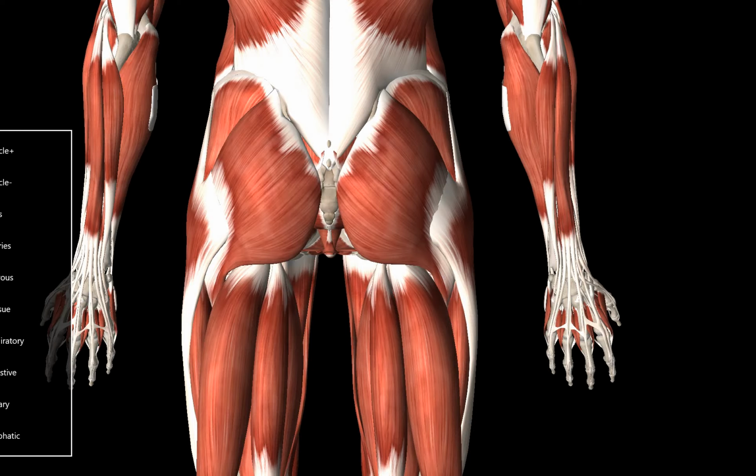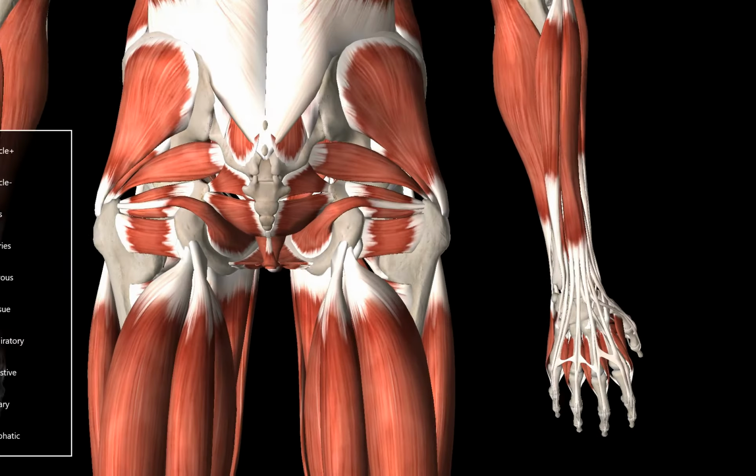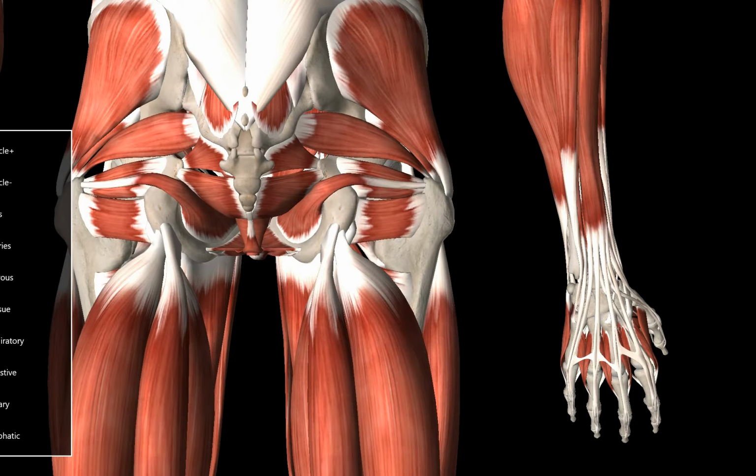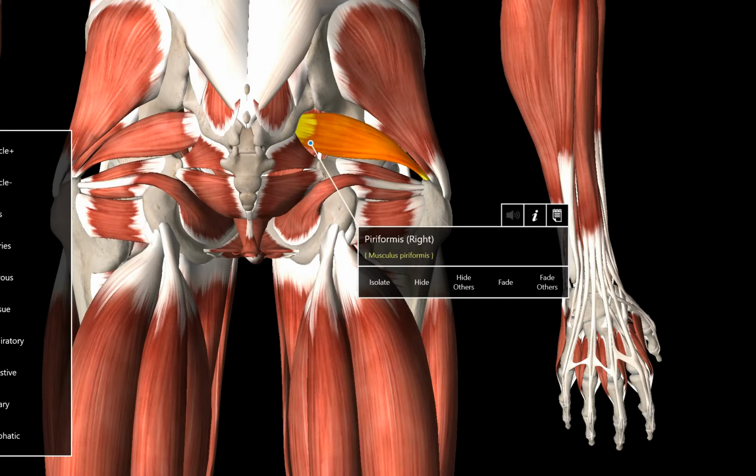Okay, we're going to remove the glute muscle. So look underneath, and this muscle here, the piriformis, this is a very important and clinically significant muscle because it can contribute to sciatica.